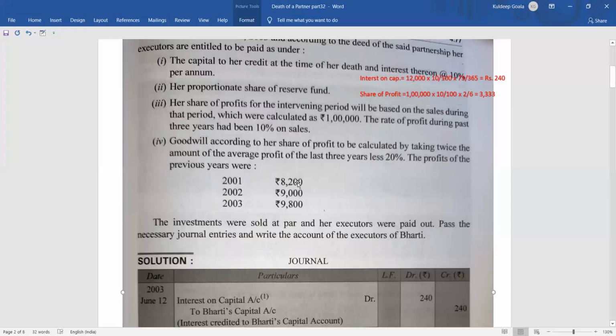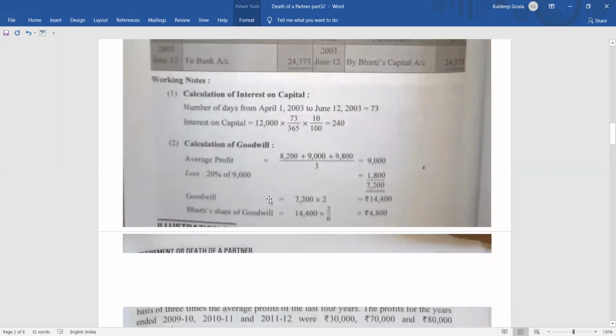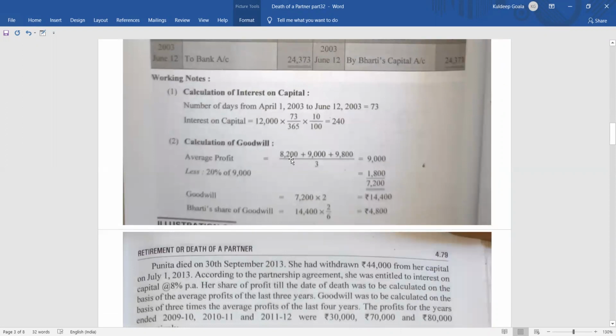Whatever the profit will be, you first do the total and divide by 3. That will be the average profit. From that average profit, you deduct 20% and then multiply by 2. Let's see the calculation. Here, you can see the total profit of the last 3 years divided by 3, so the average profit is 9,000, less 20% of 9,000, that is 1,800, deducted. So it is coming to 7,200. Clear? And multiplied by 2 will be the goodwill.